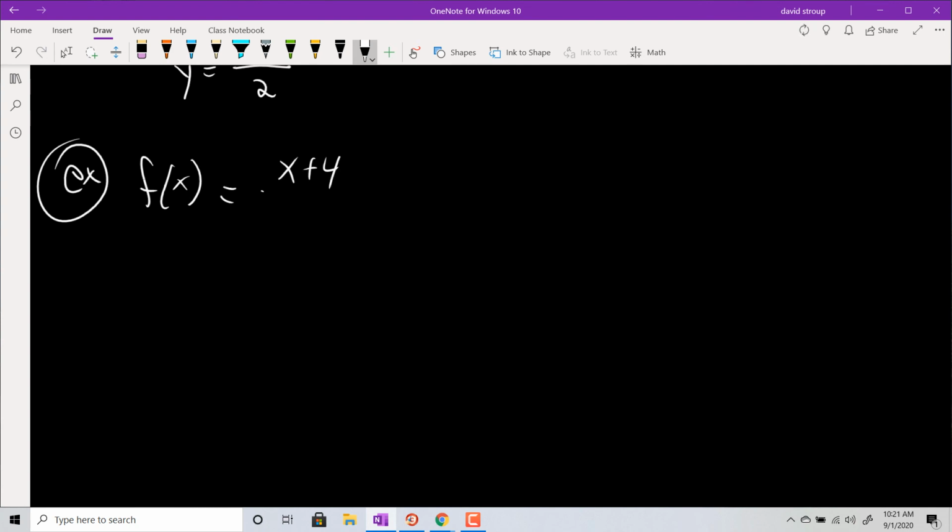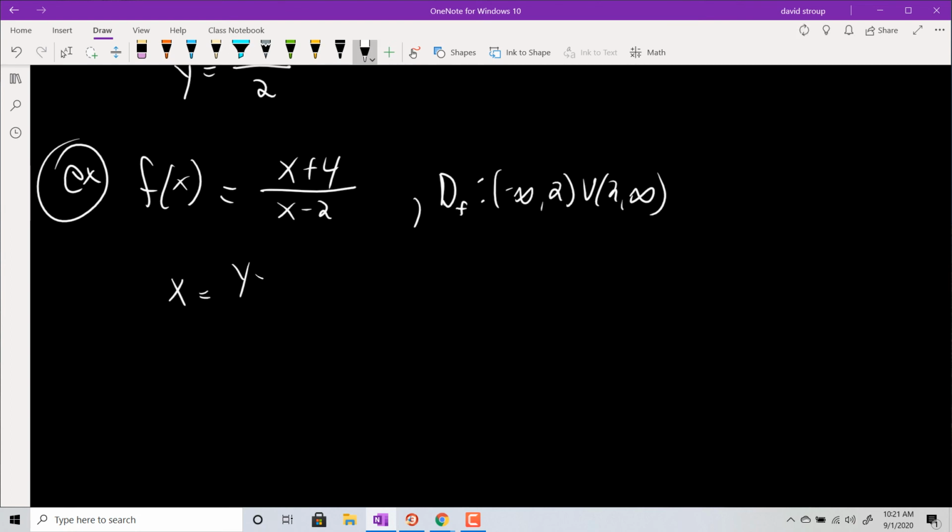f of x is (x plus 4) over (x minus 2). We need to note the domain here. The domain of f is all real numbers except 2, where the division by 0 would happen: negative infinity to 2, union with 2 to infinity. Okay, so let's get the inverse. I'll replace y with x, so I'll have x equals (y plus 4) over (y minus 2).